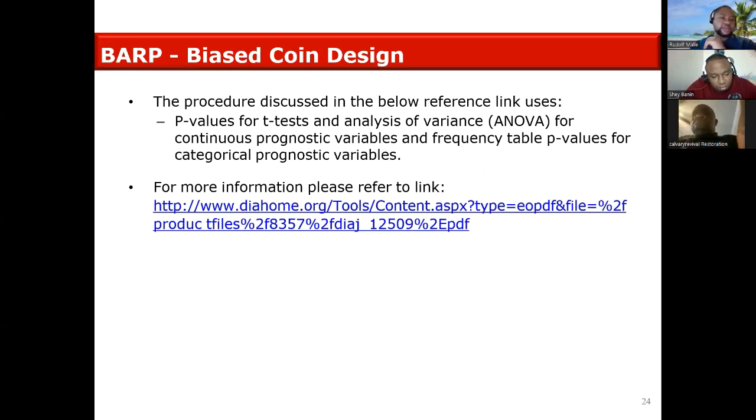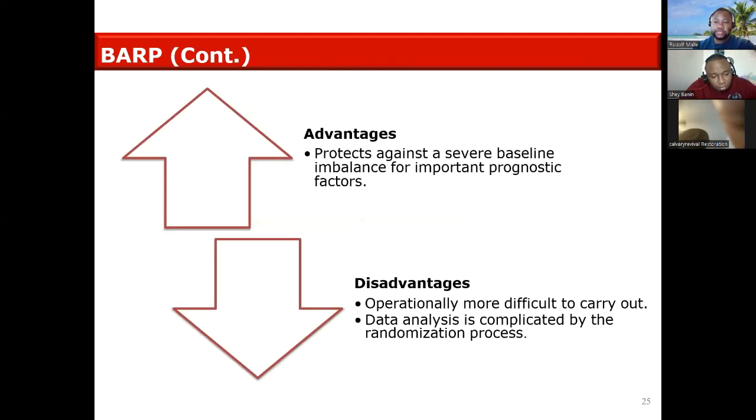So biased coin is a procedure discussed below in the reference. You can click on this tool on the link once I share this, and it will take you to a page where you can find more information about the t-test and the p-values. These are all statistical values that the sponsors use to determine the statistical analysis that will be used for the conduct of the study.